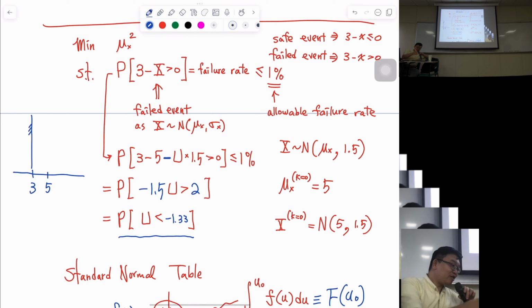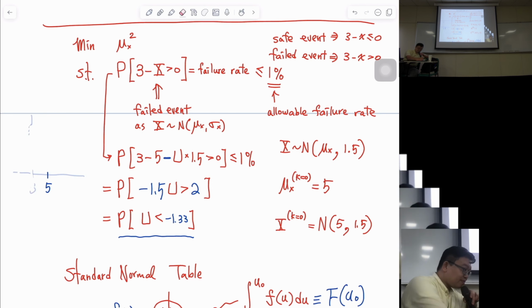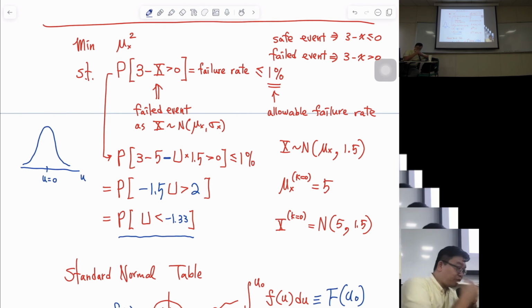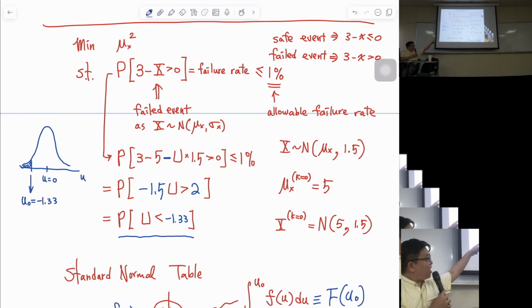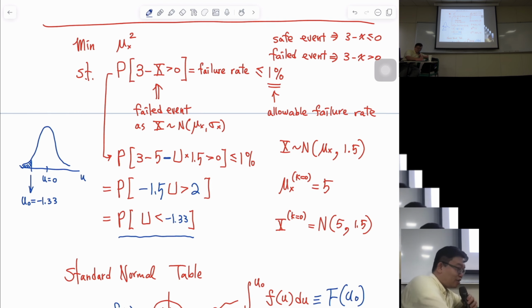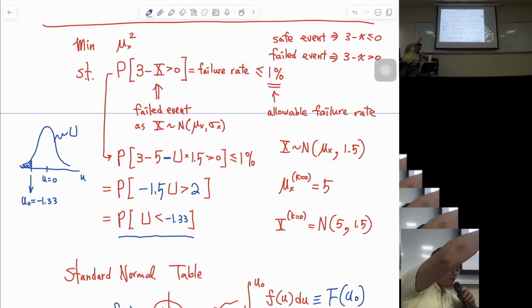If I'm trying to compute the probability of u smaller than negative 1.33, that means I am in a standard normal space, and here is u equals 0. I have a standard normal distribution, and I choose a position, u0 equals negative 1.33. So I'm trying to compute this. Whatever I said within the underline can be done by doing the calculation on the last drawing. Make sense? I'm trying to compute the area where this is my whole distribution, whatever that is smaller than negative 1.33. I need to know the area of that.